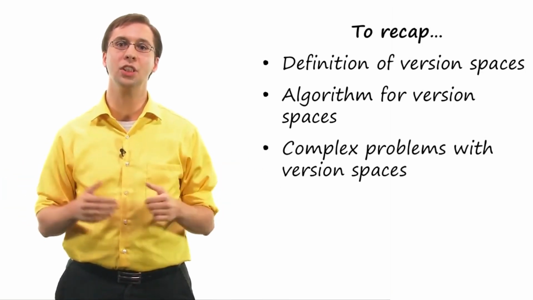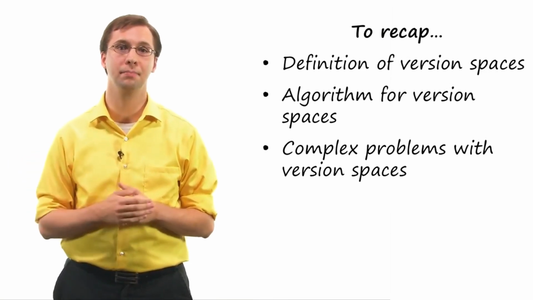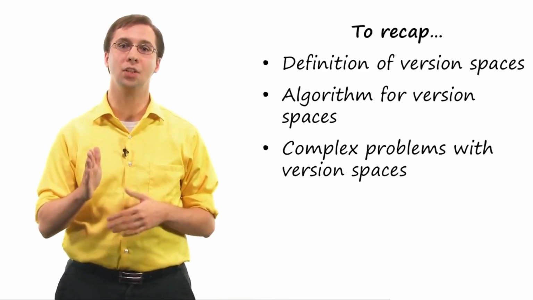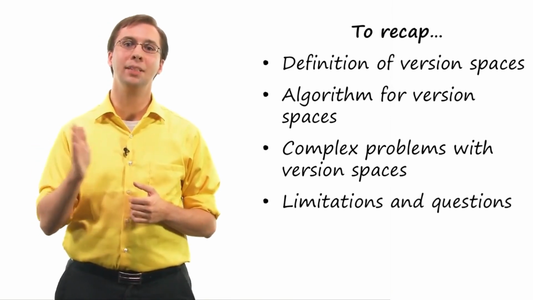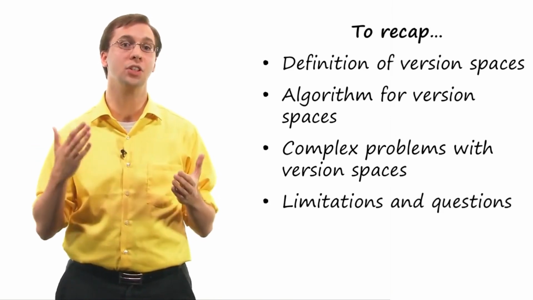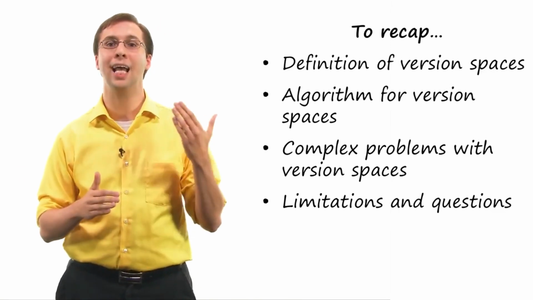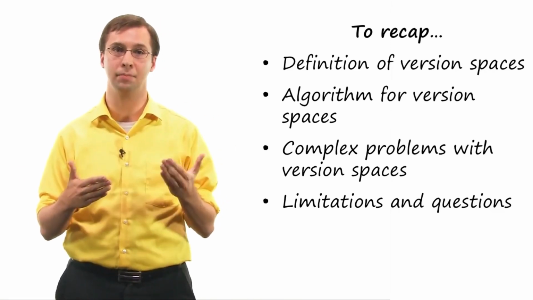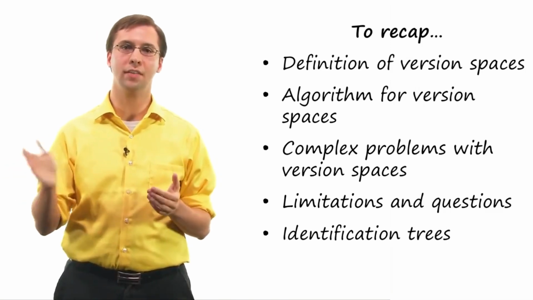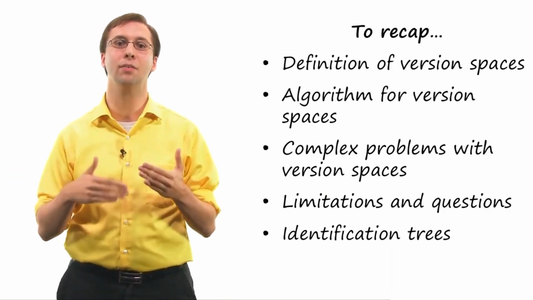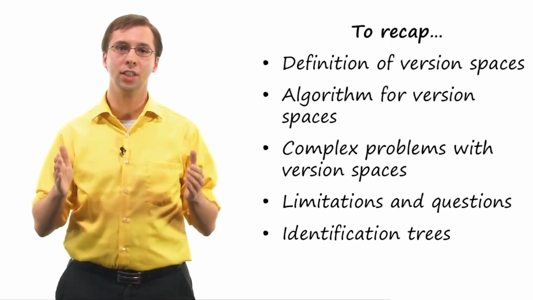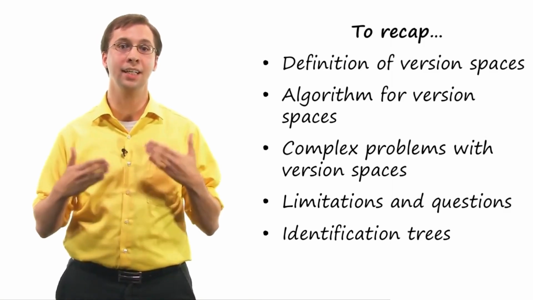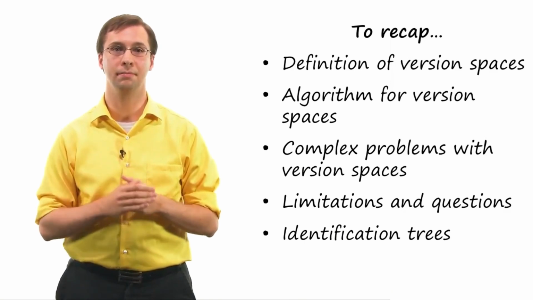We then talked about using version spaces to address more complex problems. We've also connected version spaces to older concepts like incremental concept learning. Finally, we talked about the limitations of version spaces, such as what to do if there's no single correct concept, or what to do in the absence of either positive or negative examples. To address these, we also covered identification trees, which are a different way of approaching the same kind of data that version spaces operate on. We'll touch on version spaces and incremental concept learning again when we talk about mistake-based learning.